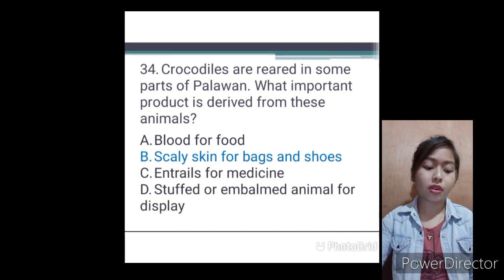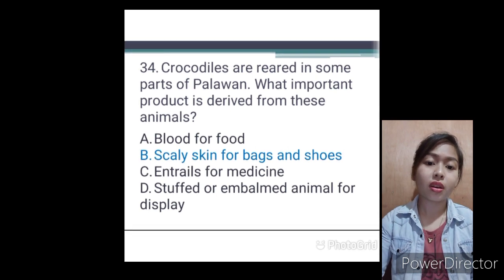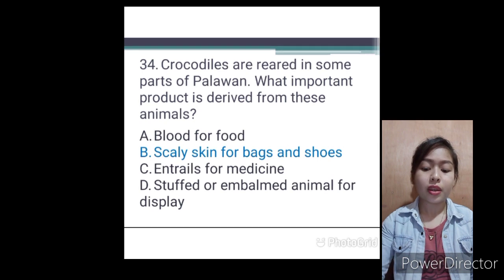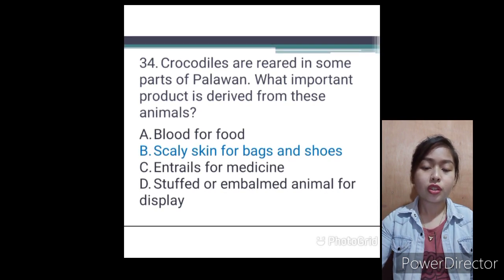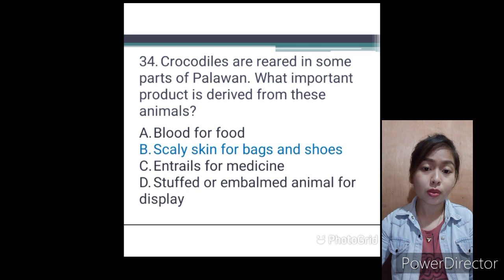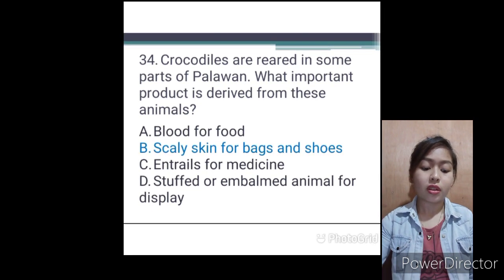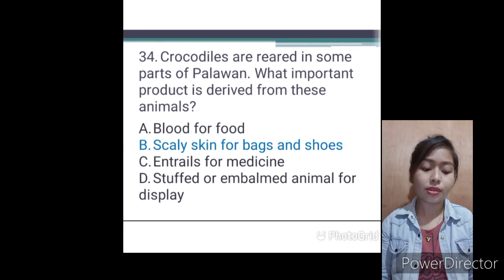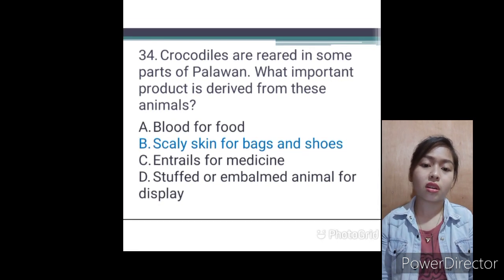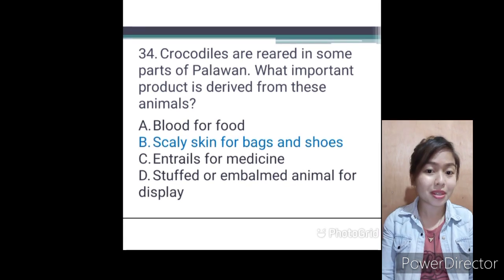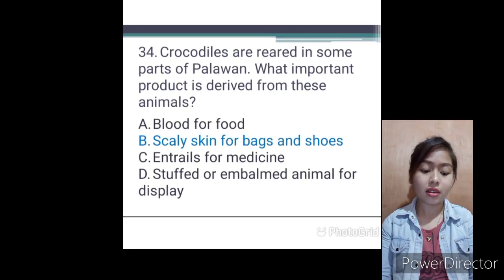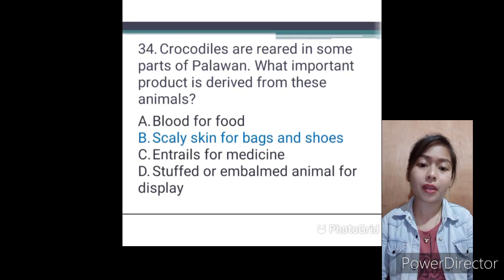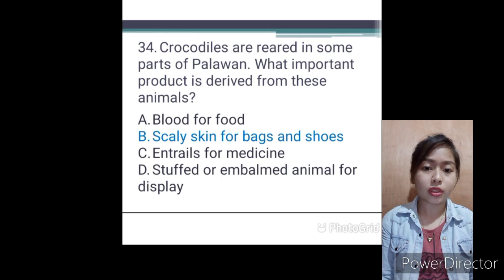The other choices were blood for food. The blood of the crocodile isn't edible and it could be a medicine, but it should be dried up and put in a capsule before taking it. Letter C. Entrails for medicine. Its internal organs or intestines cannot be made as a medicine, and the stuffing or embalming of the animal for display isn't that important or expensive.